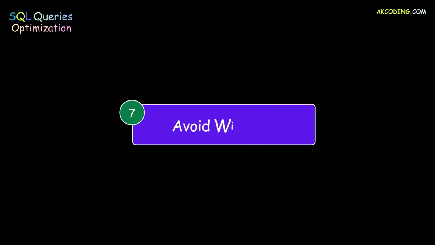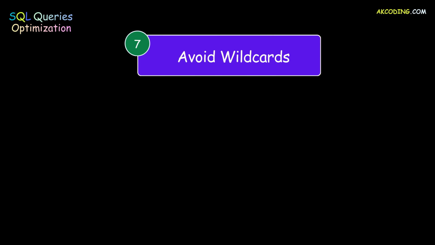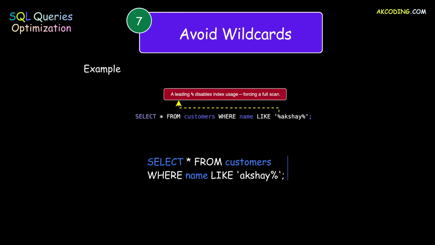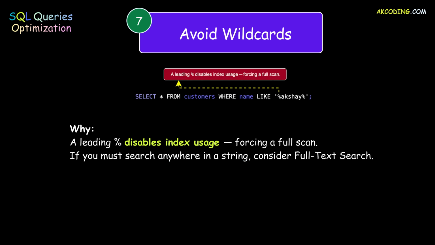Number 7. Avoid wildcard at the start of LIKE. For example: SELECT * FROM customer WHERE name LIKE '%Akshay%', where wildcards are used at the start and end. The good approach is SELECT * FROM customer WHERE name LIKE 'Akshay%'. Here the wildcard is used at the end. Why does this matter? A leading wildcard disables index usage, forcing a full scan of your table. If you must search anywhere in the string, consider full text search.